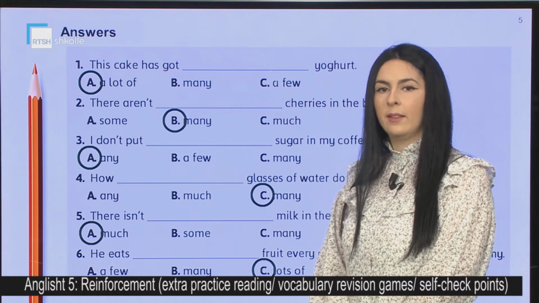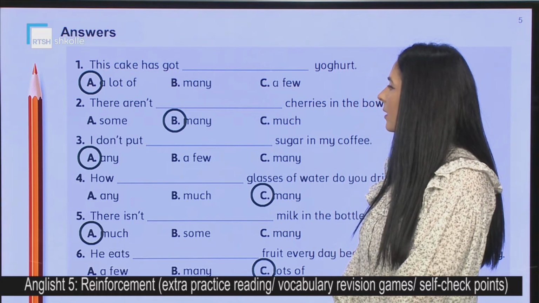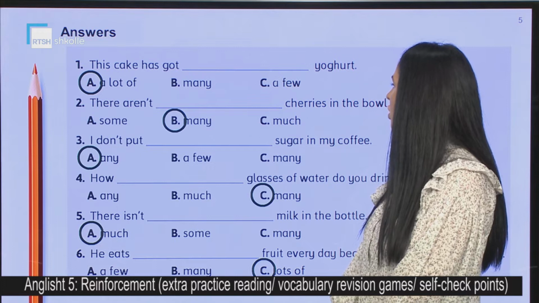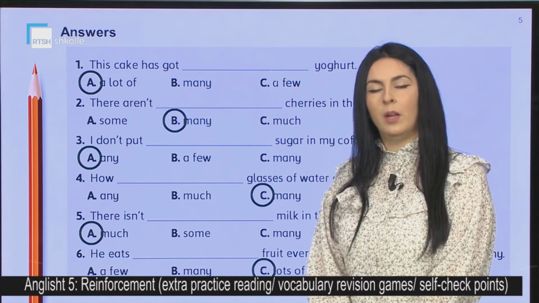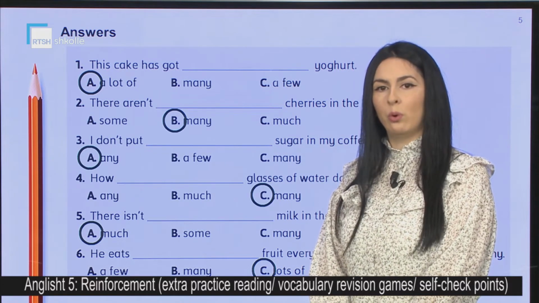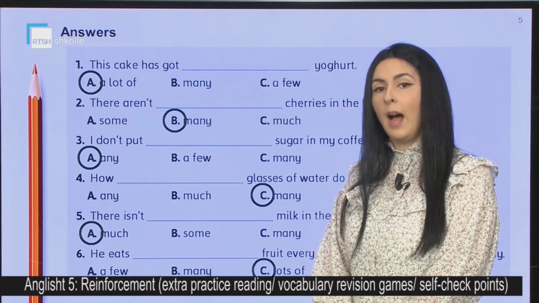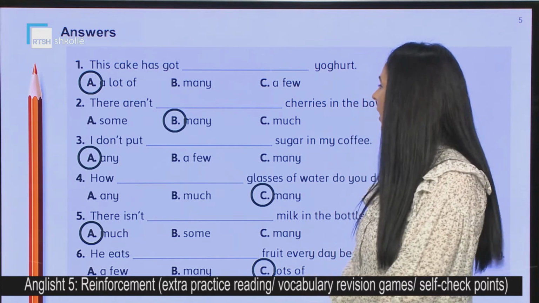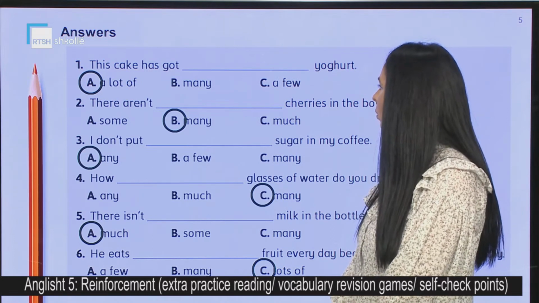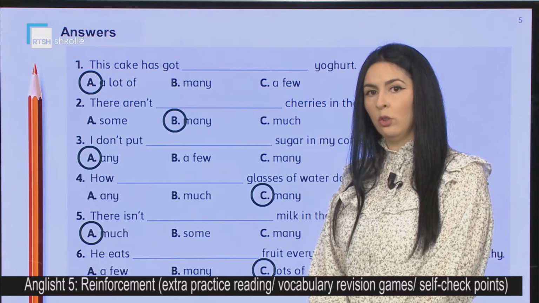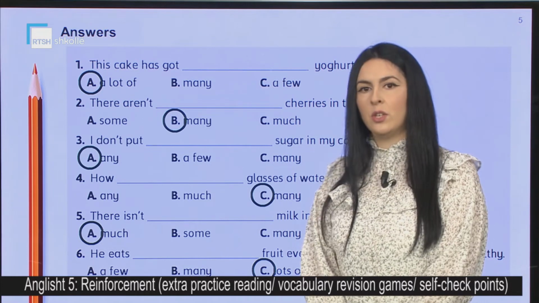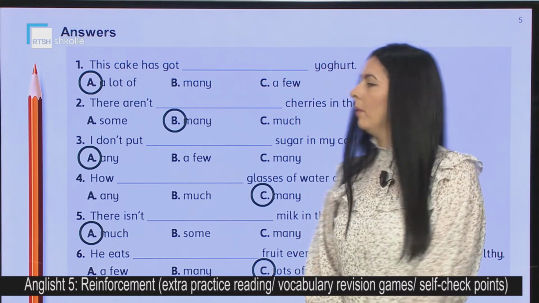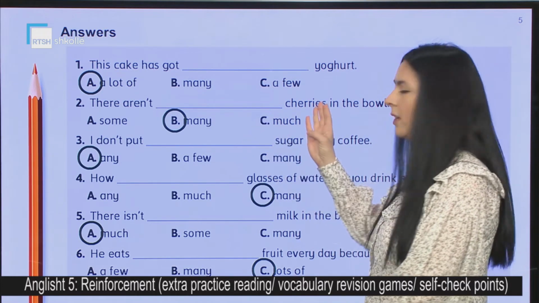In the second sentence, there aren't some, many, much cherries in the bowl. Cherries is a plural noun, in this case countable, so many is correct. Why? Because much is used with uncountable nouns. You can say, teacher, can't we use some? Because cherries is in plural.